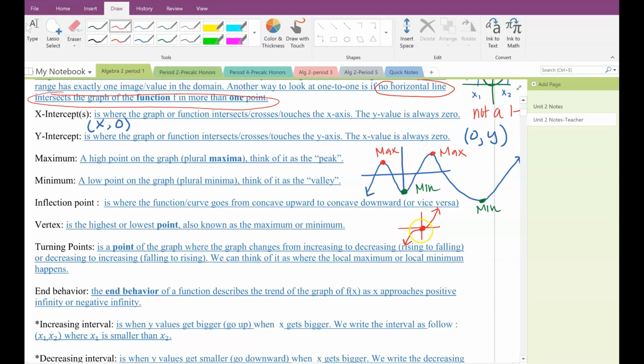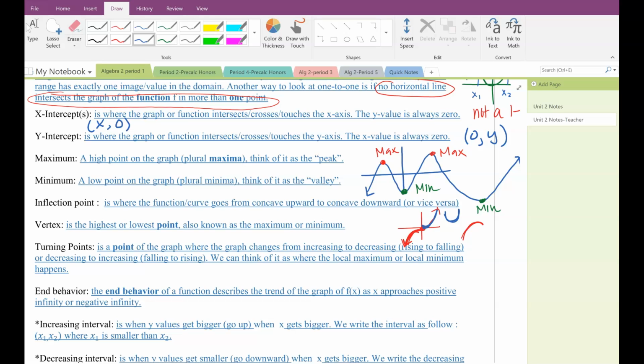So what's happening, this is concaving downward, meaning it's like this, okay? And then this over here on the right side is concaving upward, meaning that it's like this. So an inflection point is where the function or the curve changes from concaving up to concaving down and vice versa. Now we're touching on the vertex. Vertex is the highest or lowest point, also known as the maximum or minimum.